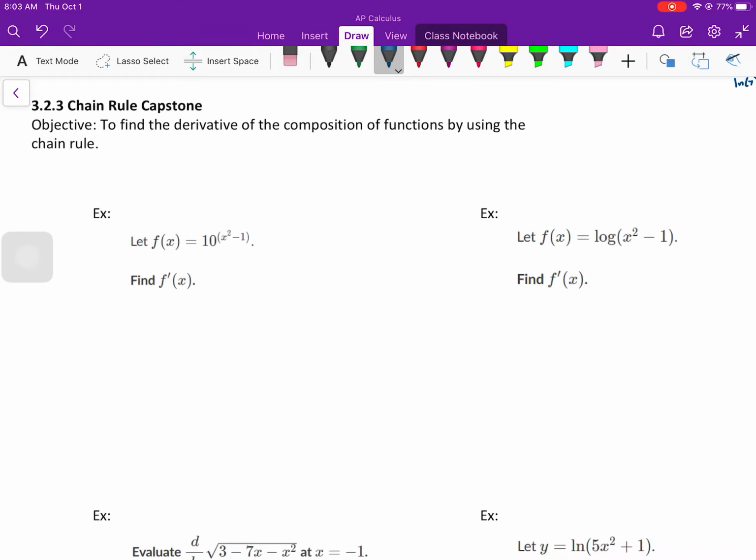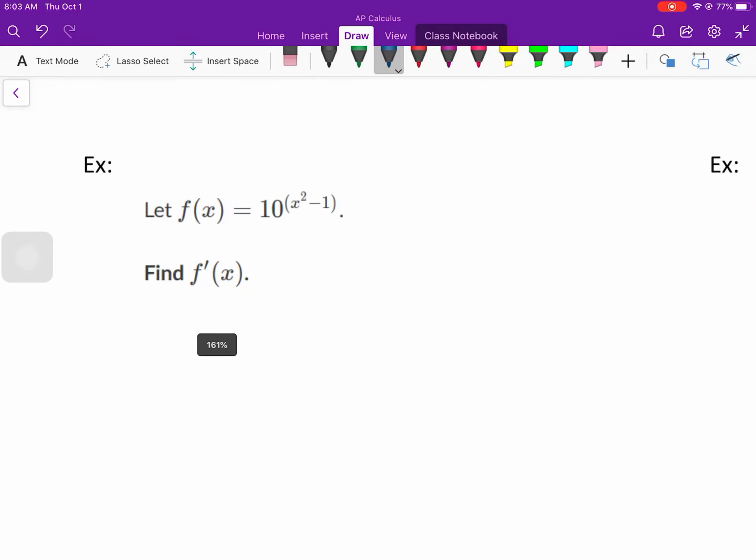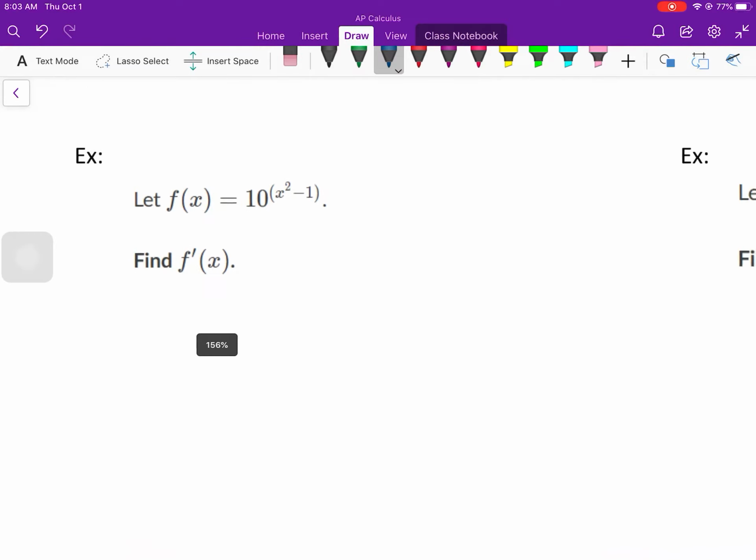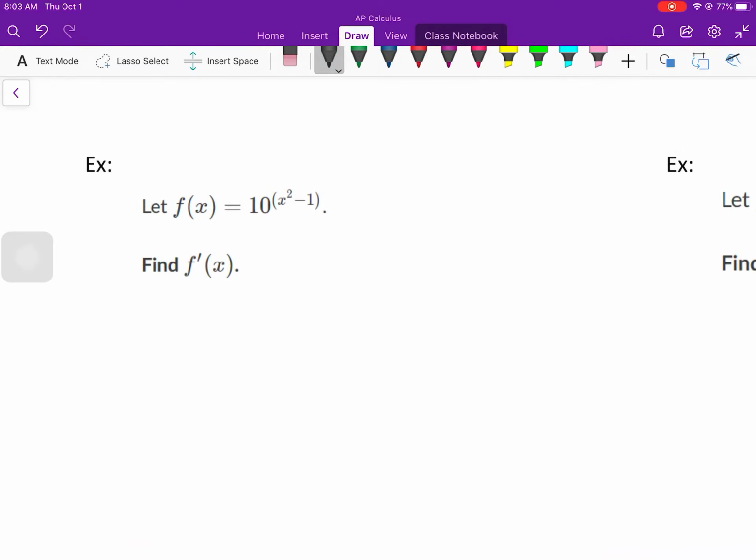Let's go ahead and dive into the more difficult chain rule problems. So starting with 10 to the x squared minus 1. If it was just 10 to the x, then the derivative of that would be 10 to the x times natural log of 10, right? So that's just the derivative of the outside. So let's go ahead and take care of that.